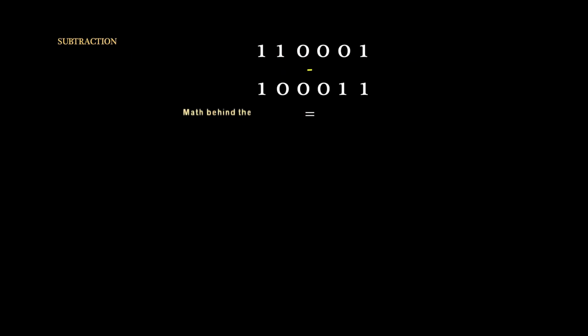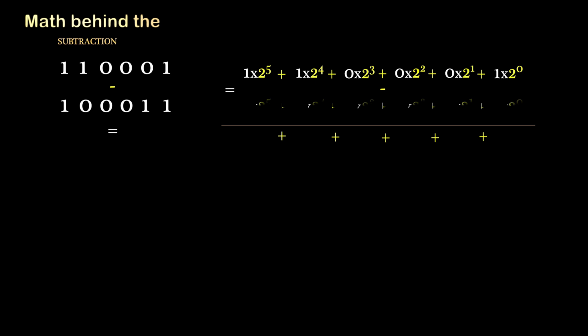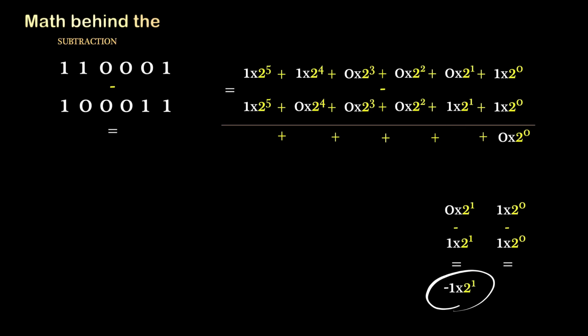In order to see how that happens, let's have the respective expressions and see how the powers of 2's are lowered to get the binary values. Now in the first position, 1 multiplied by 2 to the power of 0 minus 1 multiplied by 2 to the power of 0 is 0. This is equivalent to 0 multiplied by 2 to the power of 0, and it goes to the first place. In the second position, we have 0 multiplied by 2 to the power of 1 minus 1 multiplied by 2 to the power of 1, which is minus 1 multiplied by 2 to the power of 1.